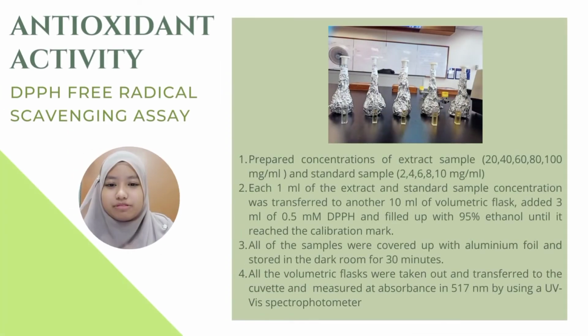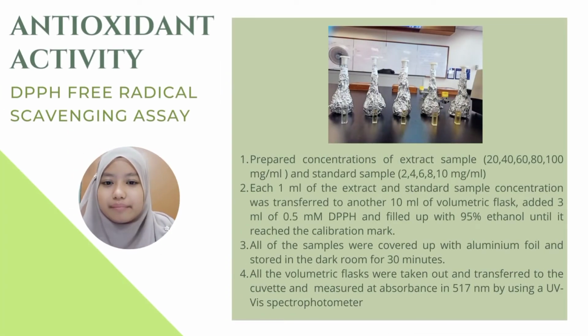First, it needs to prepare 5 different concentrations of extract sample: 20, 40, 60, 80, and 100 mg per ml. Next, 1 ml of each extract sample concentration was transferred to another 10 ml volumetric flask, added 0.5 ml DPPH, and filled up with 95% ethanol until it reached the calibration mark. All of the extract samples were covered with aluminum foil and stored in a dark room for 30 minutes.